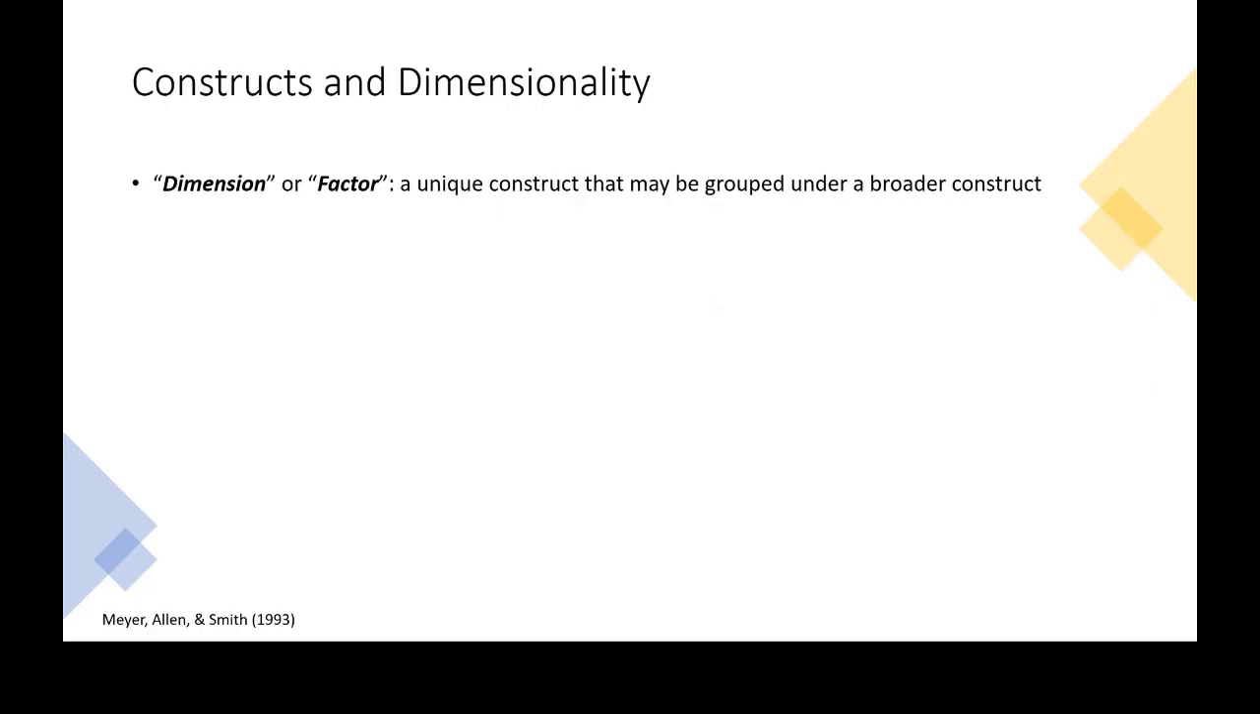Sometimes we actually have several dimensions or factors in our data. I'm using these terms interchangeably, dimension and factor. And by that, I'm referring to a unique construct that might be grouped under some sort of broader construct. So if we were to look at organizational commitment, for example, and I'm pulling this from an actual set of factors that have been found and documented plenty of times in the past, organizational commitment can be boiled down to different types of commitment, different types of dimensions or factors.